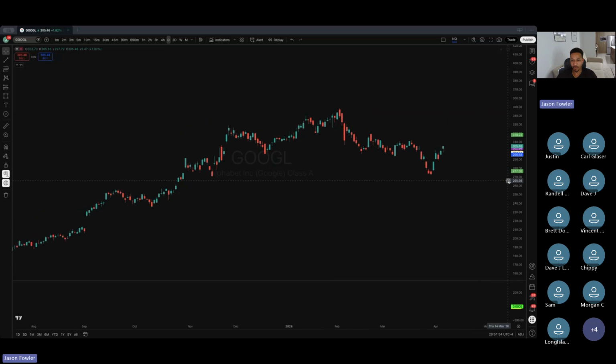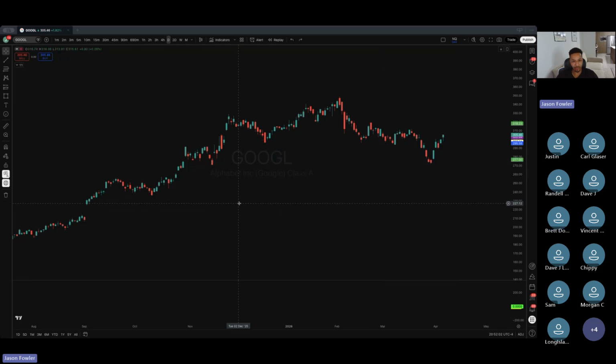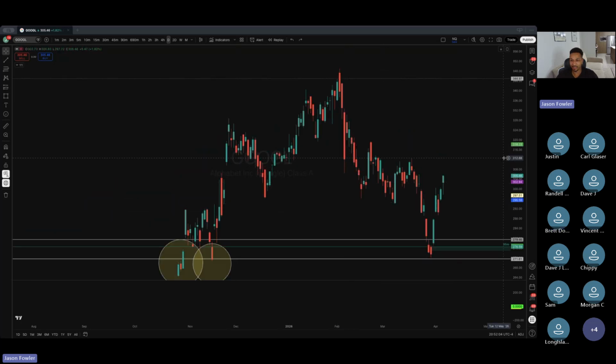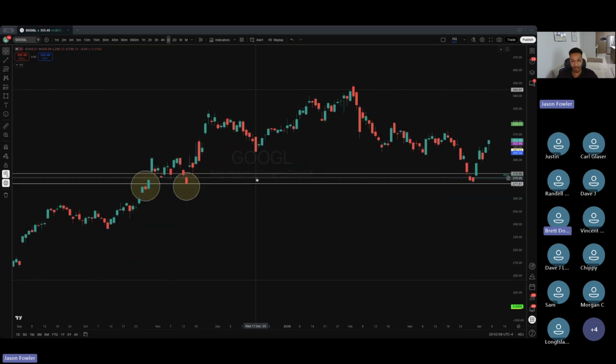But if you're looking to get into a play like Google, earlier this week, Brett, we were talking about different names like 270, right? 270 was a support level on Google. I said in the chat, actually, let me go back. I had those levels because of this. Google, look, we had a test back here on 270, test here on 270, right?